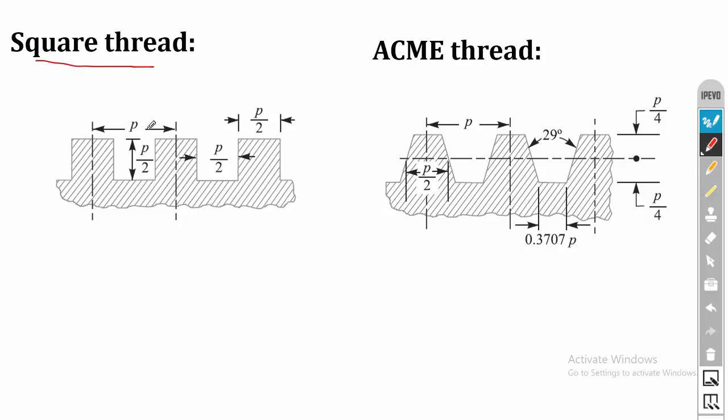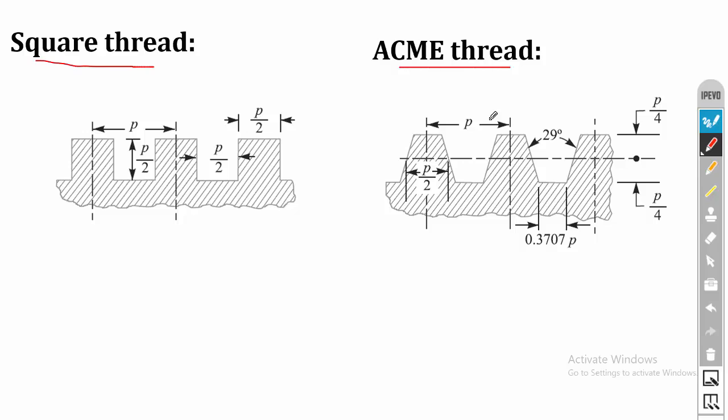like your lead screws. In lead screws, in lathe, the lead screw is used to feed the depth of cut, and in some of the screw jacks, this kind of screw threads are used for high load carrying application. So this square thread is mainly used in load carrying application.